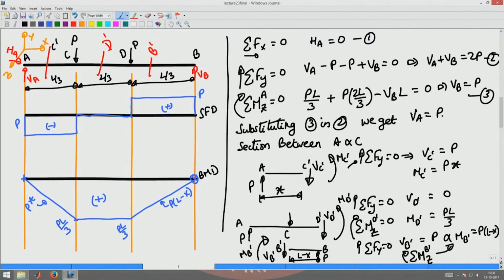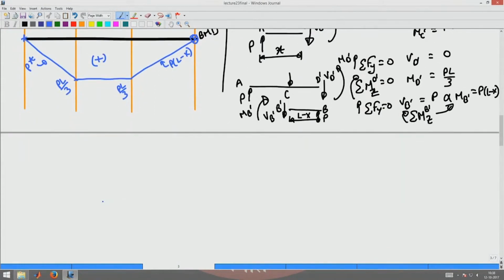So, now we have got the shear force and bending moment diagram. Next we want to get the deflected shape.